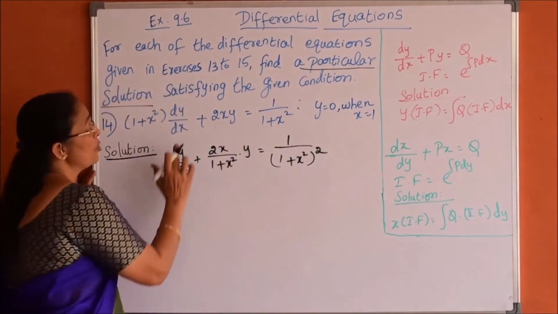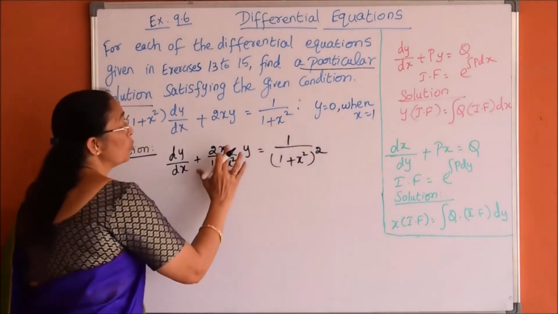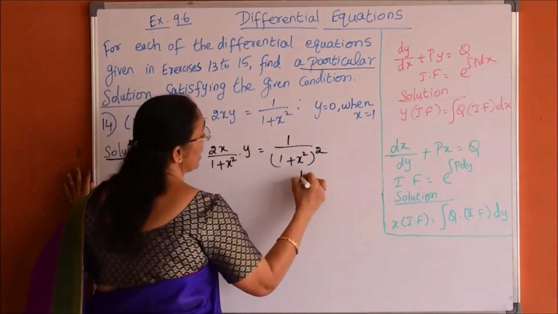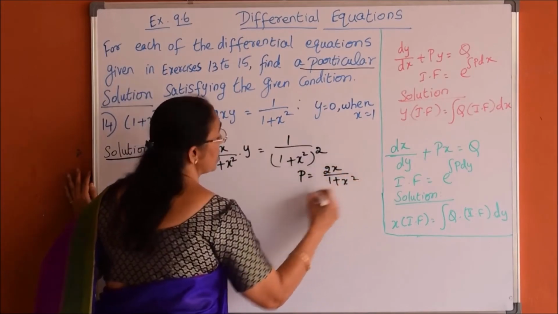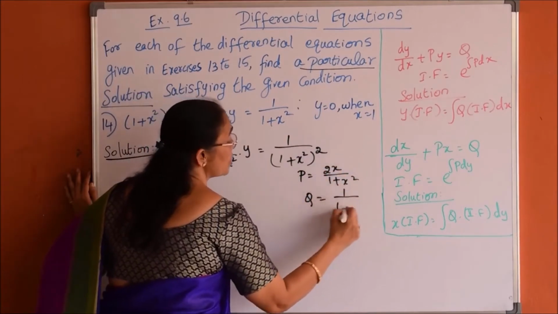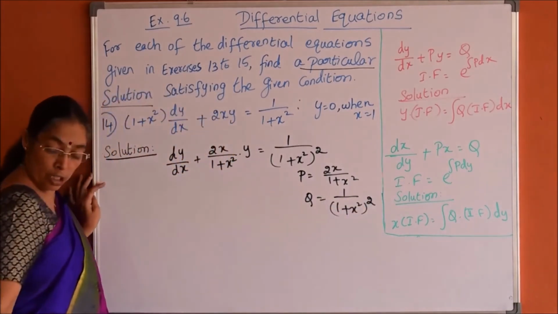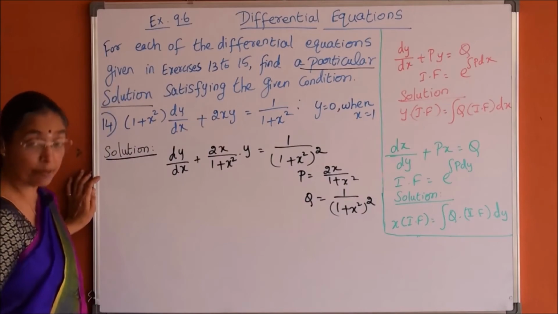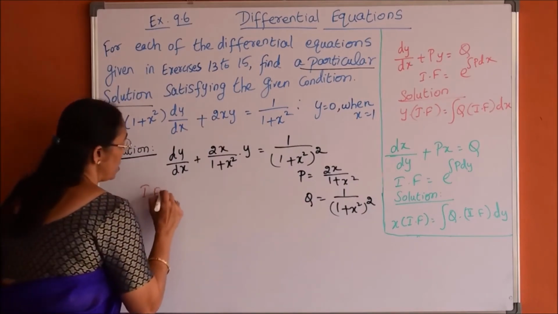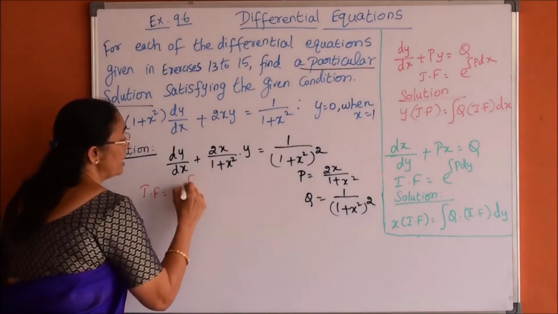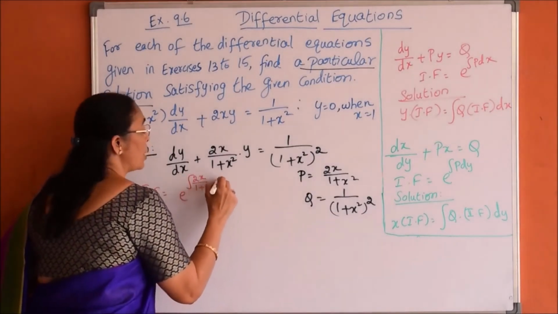So, it is of the form dy by dx plus p into y is equal to q, where p and q are functions of x. So, p is equal to 2x by 1 plus x square and q is equal to 1 by (1 plus x square) whole square. Now, let us find the integrating factor first. So, our integrating factor is equal to e power integration of p dx, which is 2x by 1 plus x square dx.